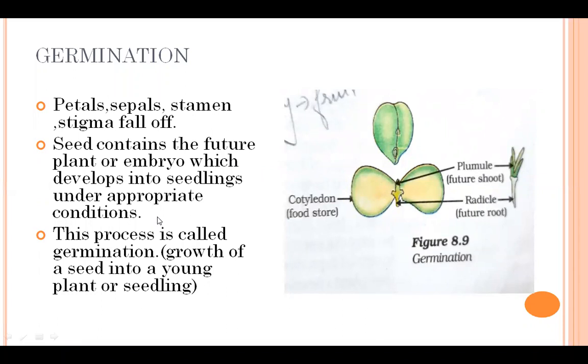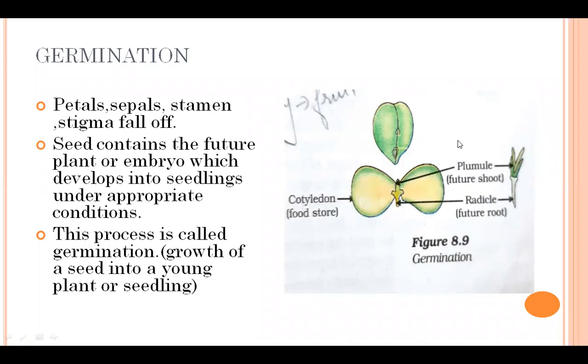So you know that if a seed is kept on the table, it does not grow into a new plant. How does it grow into a new plant? When you provide appropriate favorable conditions to the seed, then only it will germinate and produce a seedling. So when a seed develops into seedlings under appropriate conditions, that process is called germination, that is, growth of the seed into a young plant or seedling.